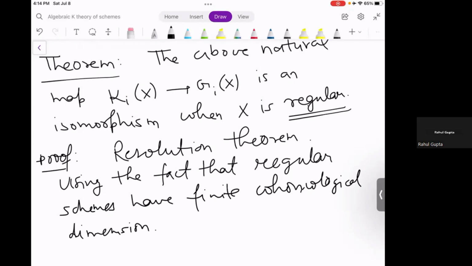So basically it says that because it has a finite homological dimension, every coherent module can be resolved by a finite complex of locally free sheaves, and using that we can write this. Is it okay?